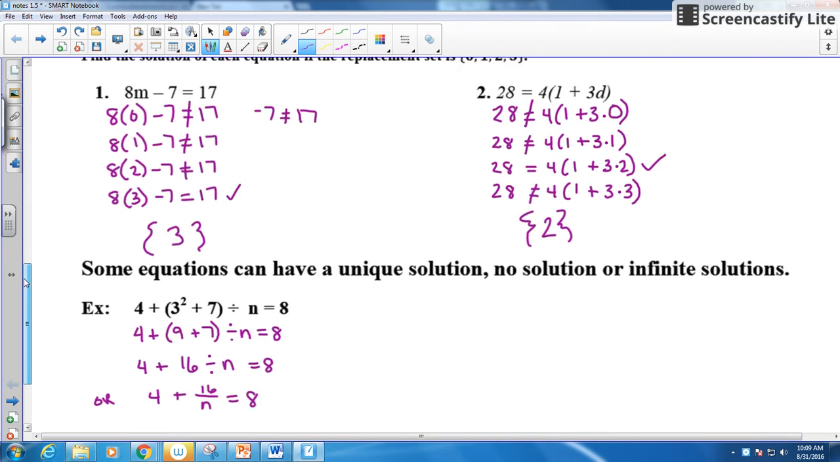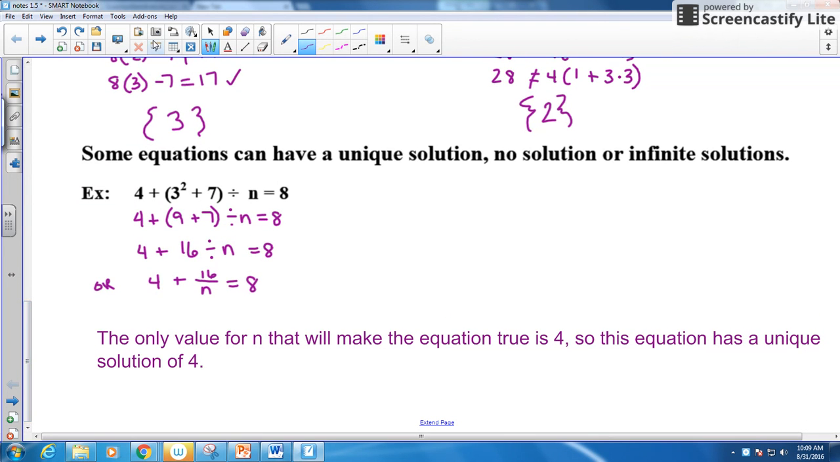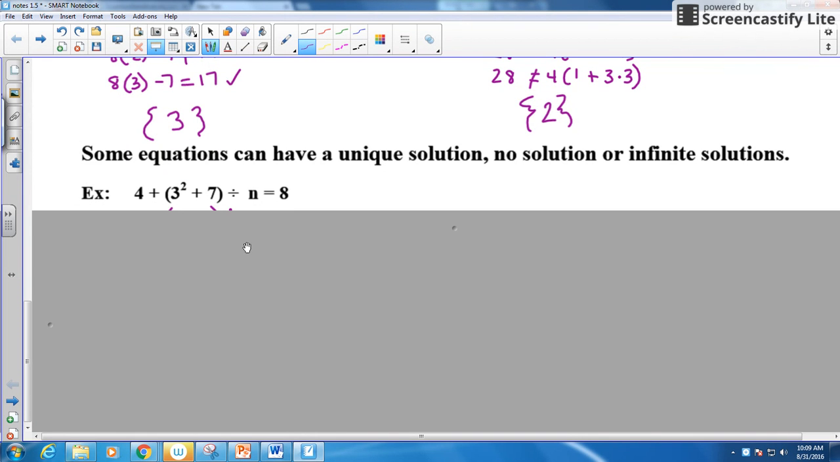All right? Now, when we also talk about equations, I'm going to hide some of this for a second. When we also talk about equations, they can have one solution, which is called a unique solution. They could have no solution, or they could have infinite solutions. So let's look at examples of all of those.